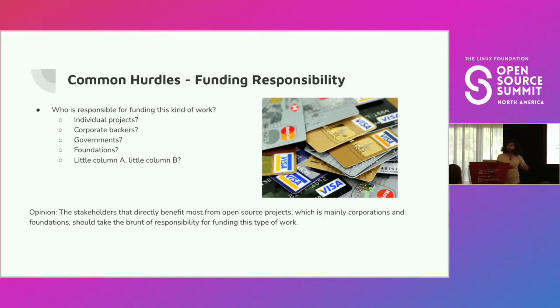Is it the individual projects? Is it corporate backers? Is it governments? Is it foundations? Little column A, little column B? It's a great question. There is no real firm answer, but an opinion here is that the stakeholders that directly benefit most from open source projects should take on the brunt of responsibility for funding this type of work, which thankfully does seem to be the case. We have cross-industry collaboration efforts like OpenSSF and the Linux Foundation bringing all these different companies and organizations together, establishing that, hey, this is kind of our collective responsibility and we should fund some of this work.